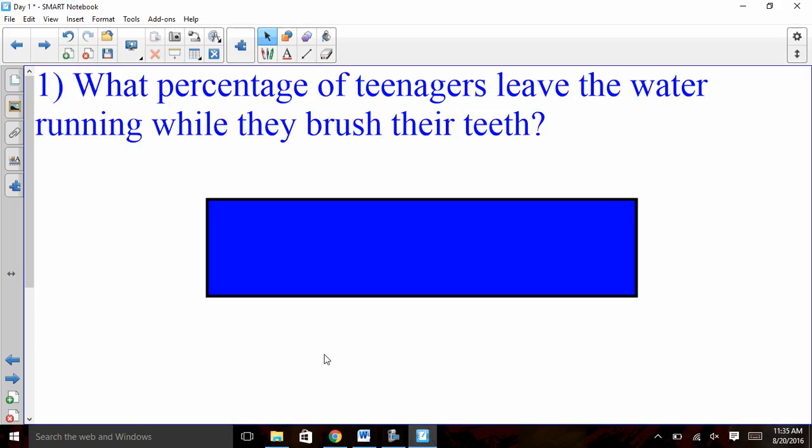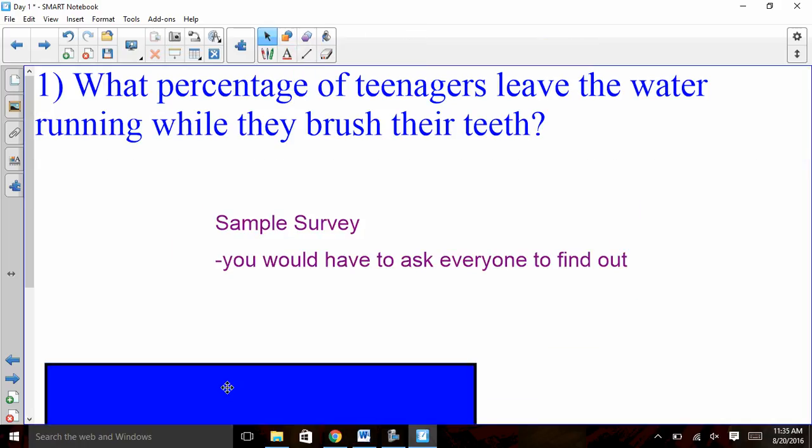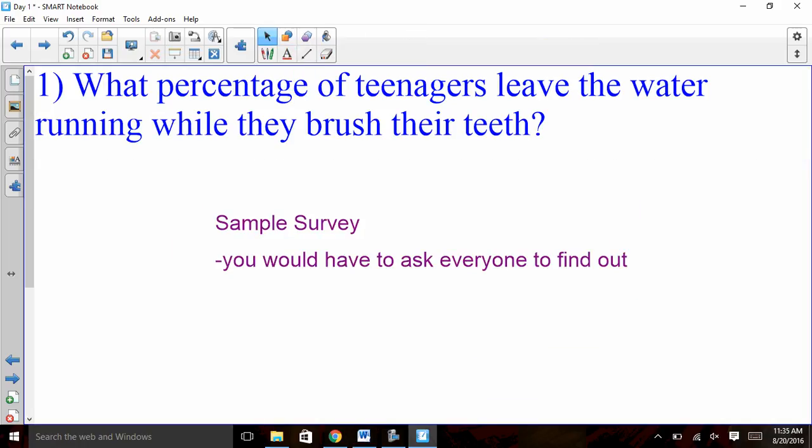Okay, so what percentage of teenagers leave the water running while they brush their teeth? Do you guys think that's going to be survey, experiment, or observation? I'm going to say sample. You're going to ask everyone.